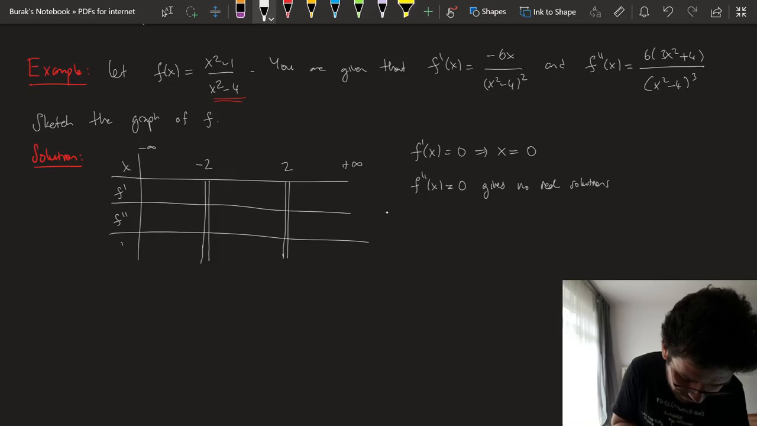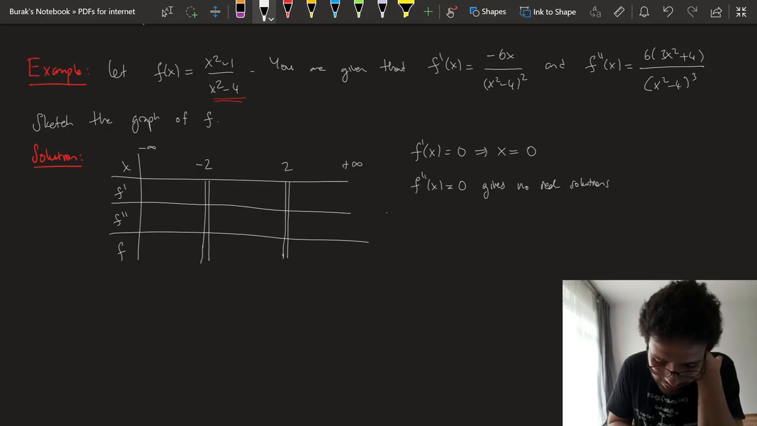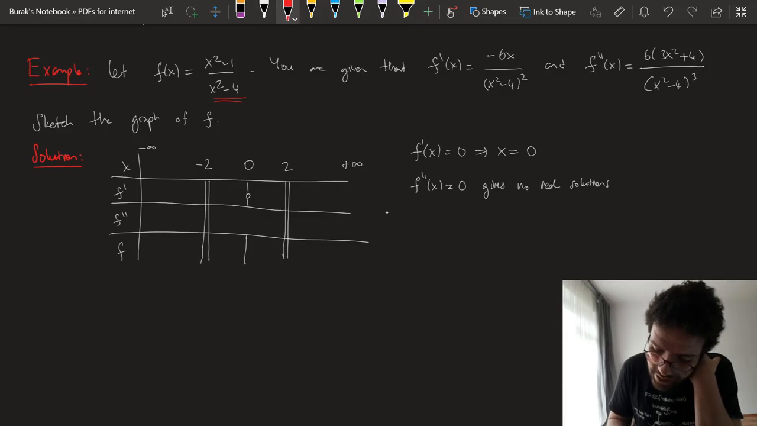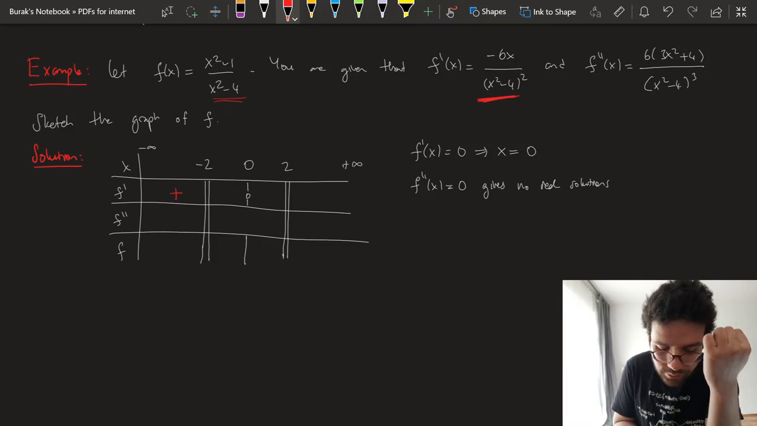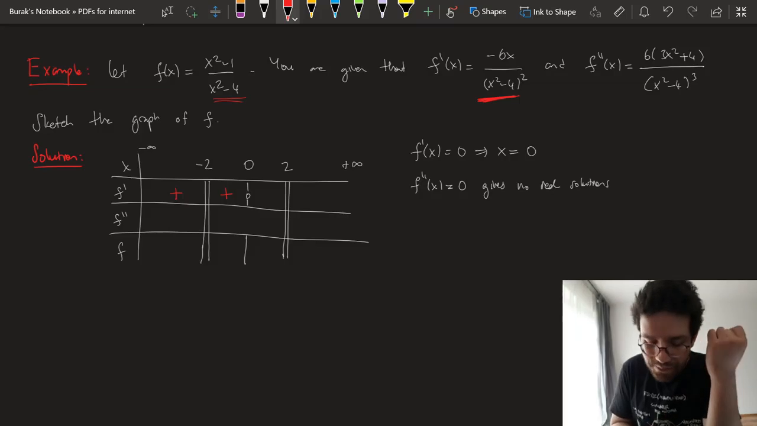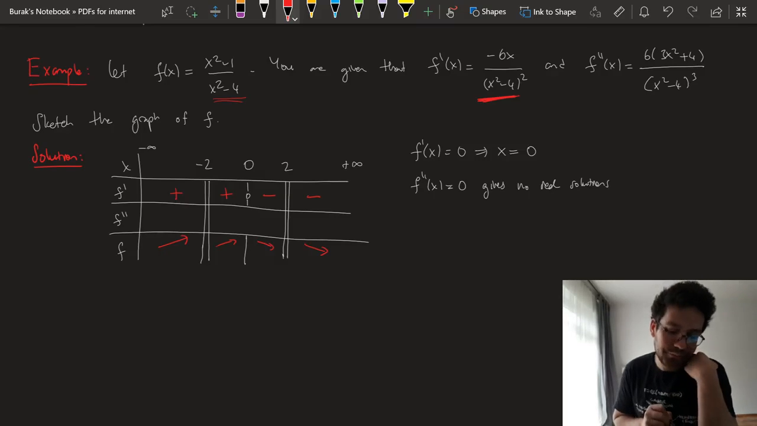No, not triple prime, f. What's the sign of the derivative? Okay, so I have one more point of interest which I should mark here, the critical point 0. Okay, what's the sign of the derivative over here? You see, the denominator in the derivative is always positive, and the numerator is minus 6x. So if x is negative, this is going to be positive. And if x is positive, it's going to be negative. Okay, so my function is increasing here, decreasing here, and decreasing here.